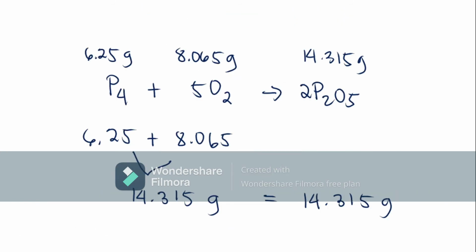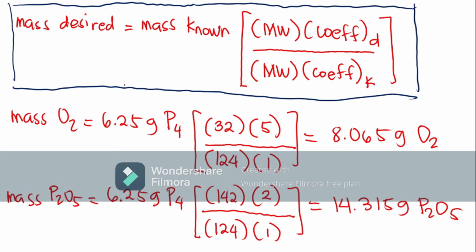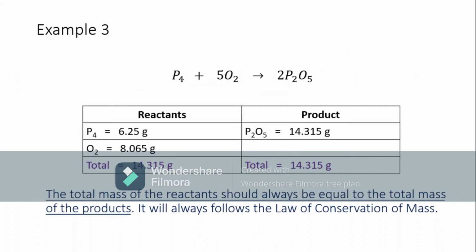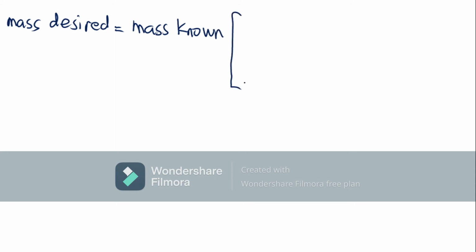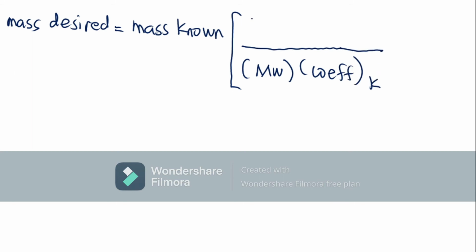Now, can we use this equation, this formula? Actually, yes, we can. So, mass of the known, mass of the substance, mass of the desired. I'll just write it again. Mass of the desired is equal to mass of known. This is your given. Then times, so this is molecular weight times coefficient of the known substance, so K, then molecular weight times the coefficient in a balanced chemical reaction, then this is your desired.